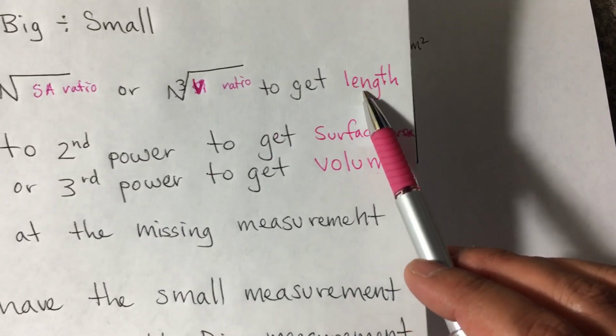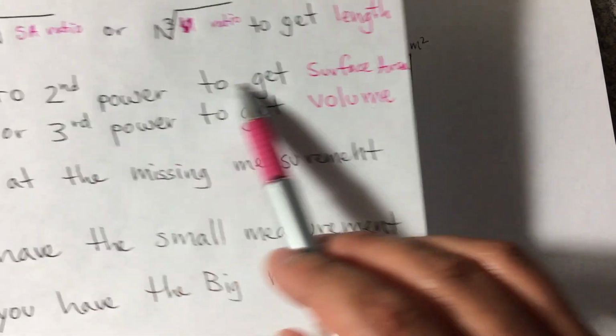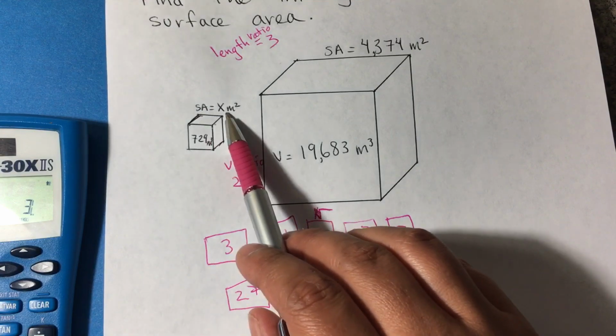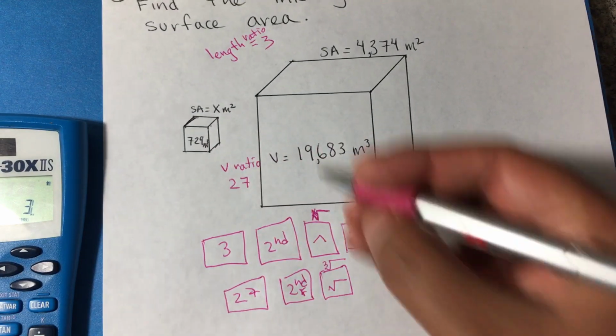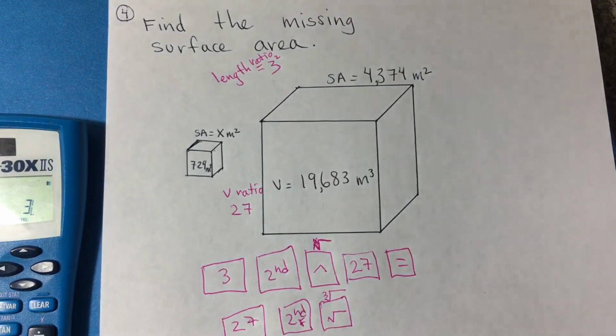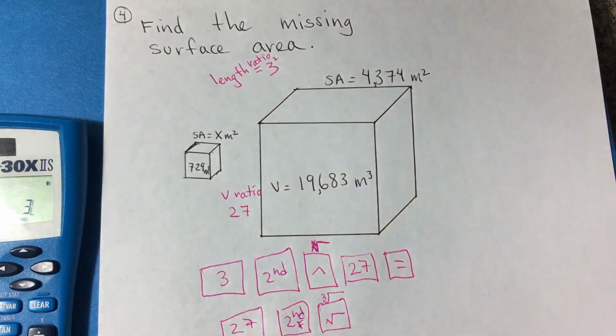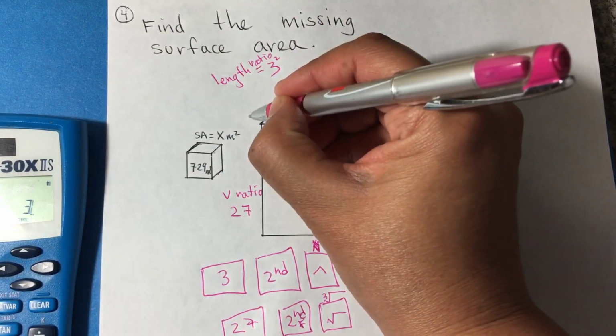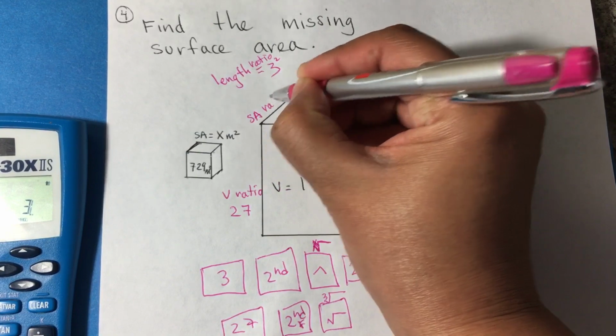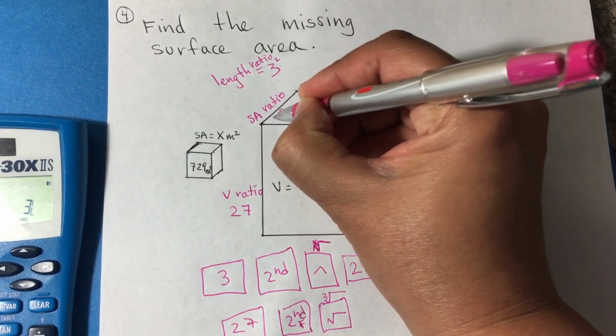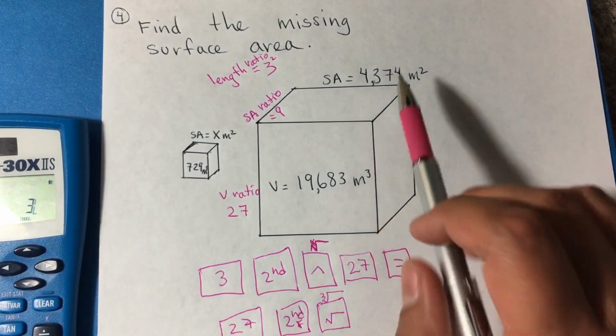After we have the length, we raise to the second power because we're looking for a surface area. That's what we're missing. So raise to the second power, and 3 times 3 is 9. So my surface area ratio is 9. Finally, here it's a little bit different.